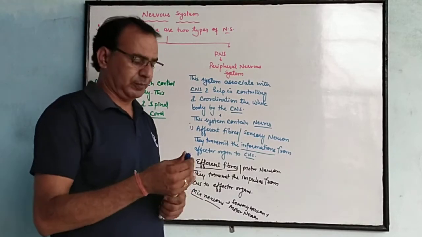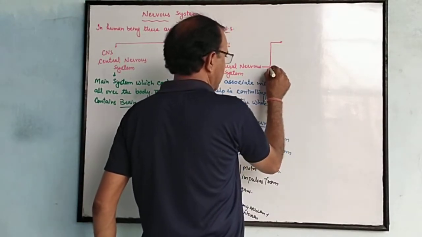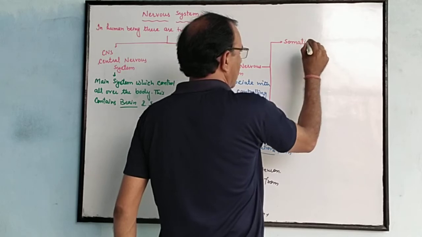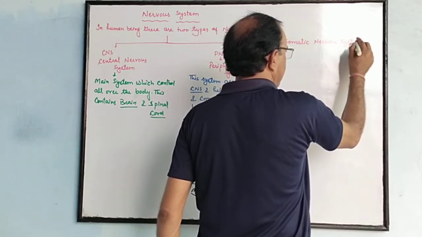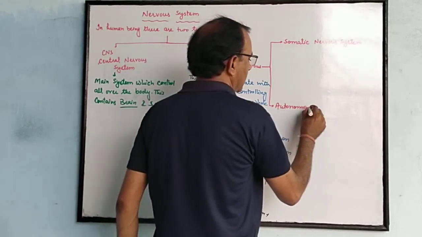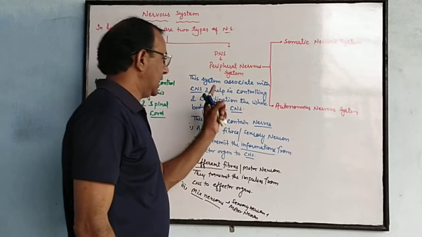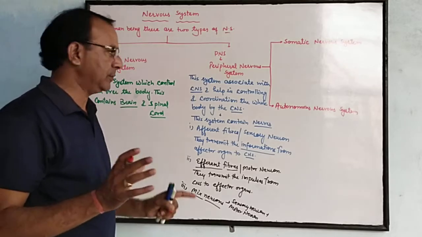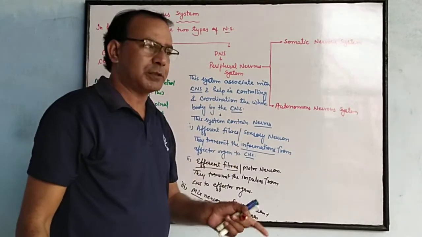The peripheral nervous system is basically of two types: the somatic nervous system and the second one is the autonomous nervous system. As we have already discussed, the peripheral nervous system associates with the CNS and helps to control and coordinate the whole body. So the peripheral nervous system is under the control of the CNS. CNS stands for brain or spinal cord.